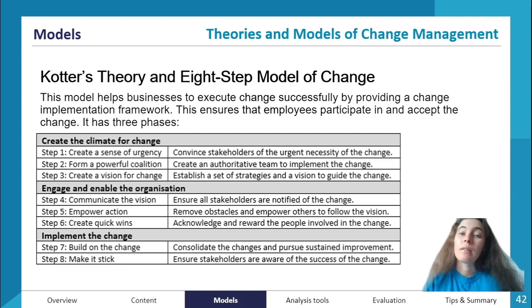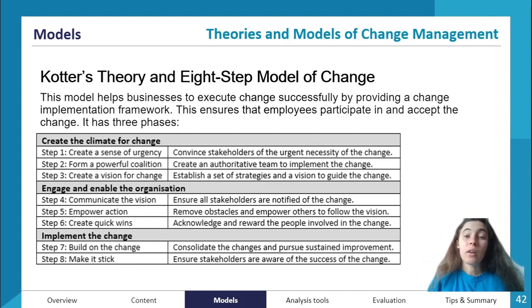Create quick wins. Now, this is about acknowledging and rewarding the people involved in the change. So it's important to make sure that people know that they're valued and they're recognized for their role in helping an overall business. So that is where step 6 comes into play there.